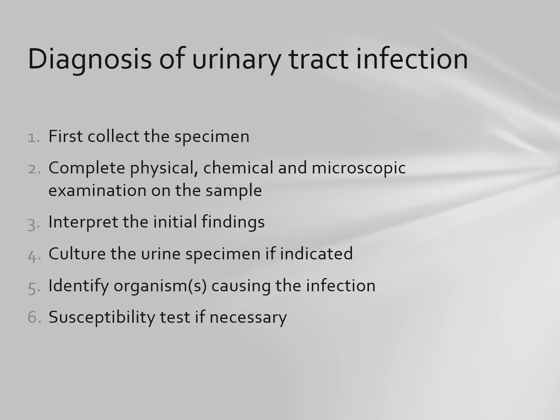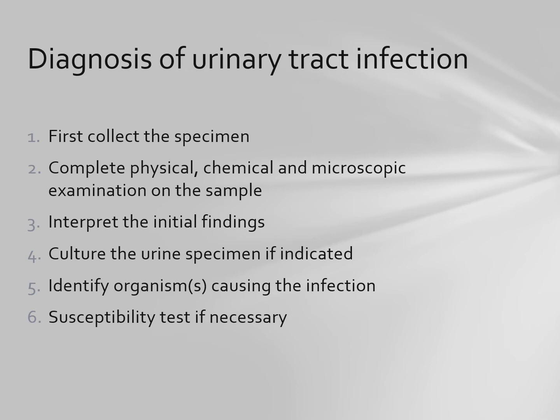There are several steps involved in the diagnosis of a urinary tract infection, and there are several steps that we have to go through to diagnose a UTI. First, we want to collect the sample, and we want to make sure that the sample is properly collected. For example, if we're doing a clean catch midstream, we want to make sure that the genitalia is cleaned and that the first few milliliters of urine are voided in the toilet, and then we collect the midstream. We want to make sure that that urine is put into a sterile container. We want a complete physical, chemical, and microscopic examination of the urine. This can be done in the urinalysis department.